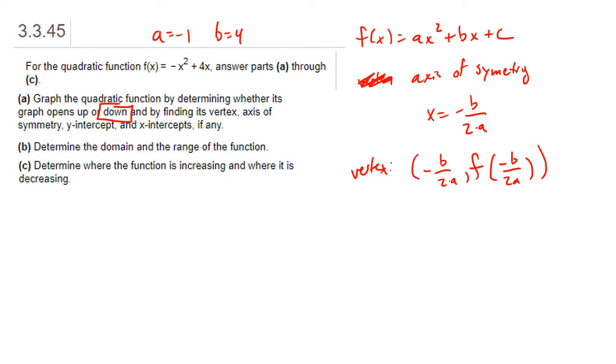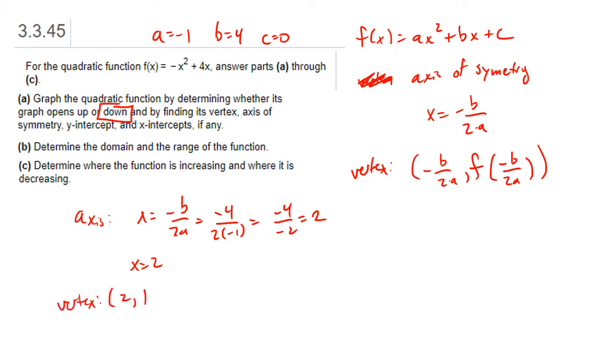So b is equal to 4 and c is equal to 0. In this particular problem, my axis of symmetry is x equals negative b over 2a, or negative 4 over 2 times negative 1, which is negative 4 over negative 2, or just 2. So x equals 2 is the axis of symmetry. So what's the vertex? 2, f of 2. Let's go ahead and compute f of 2. It's negative 2 squared plus 4 times 2. Negative 4 plus 8, or 4. So the vertex is at the point 2, 4.